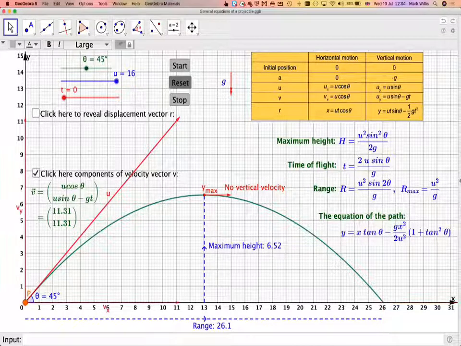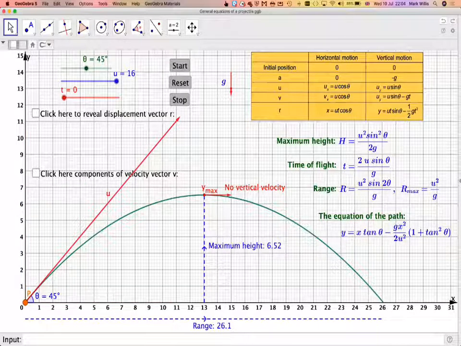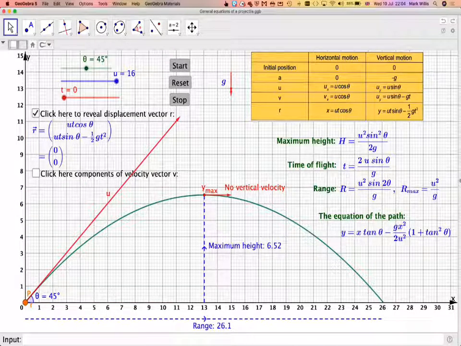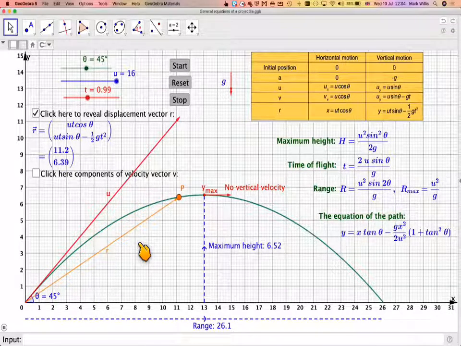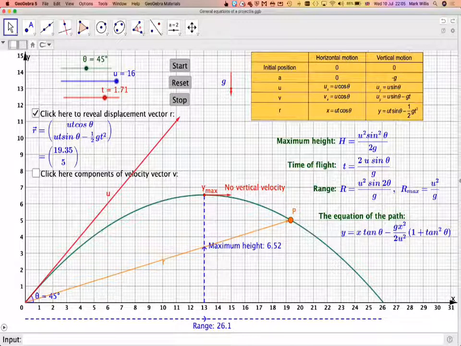If we reset the video, reset this, and just take off the rest and look at the displacement. At the moment you can see the displacement is 0, 0. So the displacement vector, if we start it, you can see the vector r here. As we get further over, it becomes a bit more visible. So let's stop it there. This is the displacement vector at the moment.